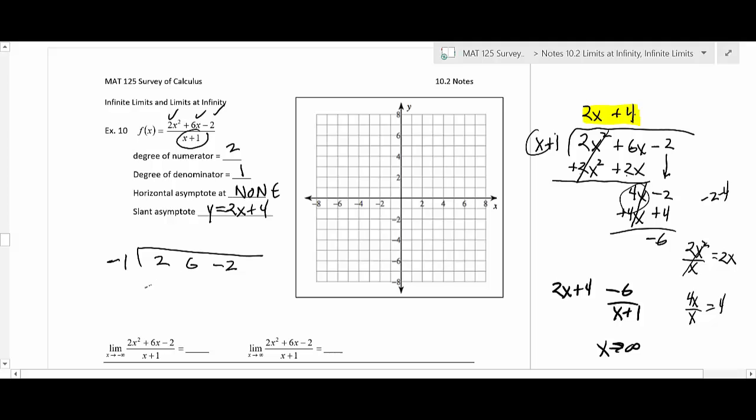Then synthetic goes like this. So you bring down the 2. Negative 1 times 2 is negative 2. Add, that's 4. Multiply, that's negative 4. And see, you get the same thing. See, that remainder of negative 6 is the same thing. Okay? But this right here is giving you the 2x plus 4. Okay, so you can do it that way if you want to. Okay, but it's good to know how to do this both ways, because you deal with this sometimes with rational functions.